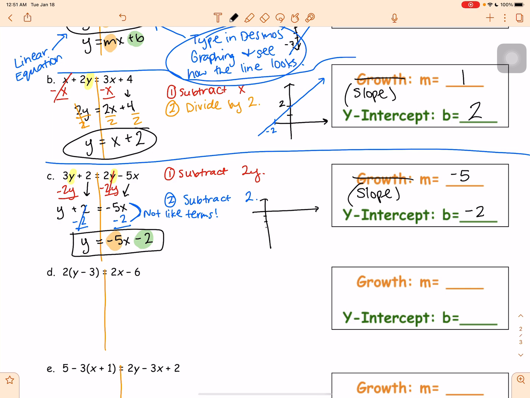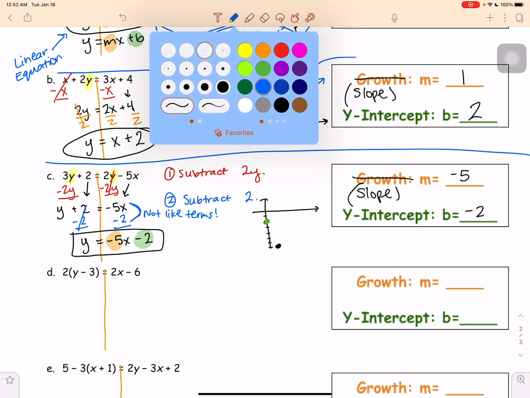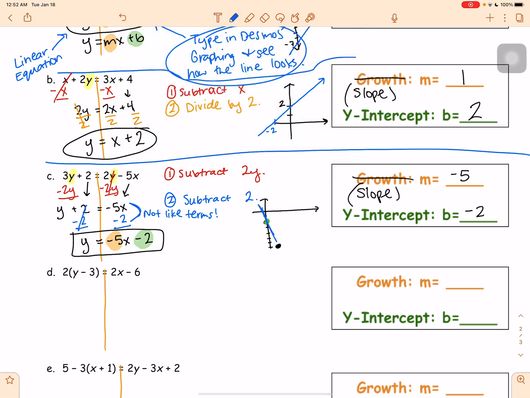So 1, 2, 3, 4. Oh, it crosses at negative 2, my bad. So my y-intercept is going to be right here at negative 2, and then my slope, I'm going down 5, so 1, 2, 3, 4, 5, and then over 1. So it's going to be a super steep line, something like this. So again, plot it in Desmos. Plot it in Desmos for those people who aren't listening to my video. All right.